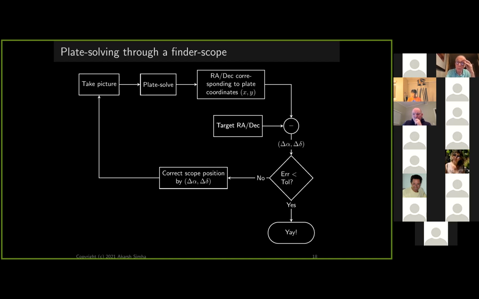It's very similar to the previous flowchart I showed. You take a picture through the finderscope now, you plate solve it, and you compute the RA/Dec coordinates corresponding to the plate coordinates that you memorized, X, Y, during the alignment process. You don't look up the center coordinates, instead you look at the offset coordinates. And then you ask, how different is that from the target RA/Dec? You get an offset in RA and an offset in Dec. And if we are not within tolerance, then we correct the scope position.